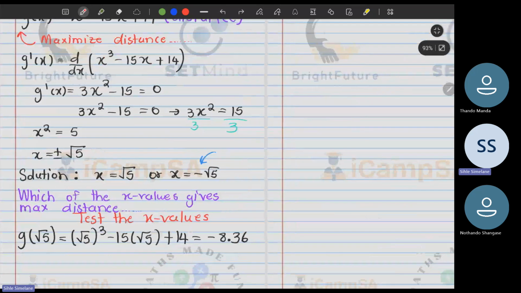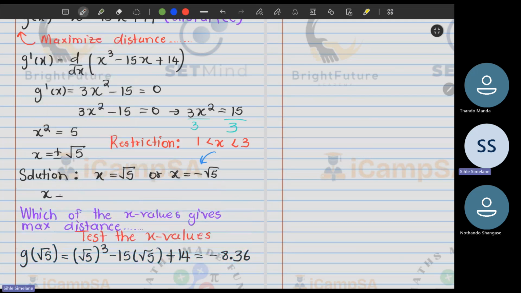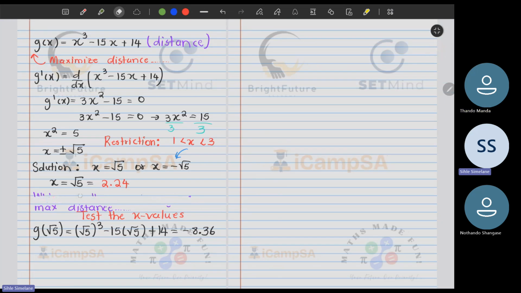So meaning the negative one we are not going to consider. Remember, we have a restriction. They say that focus on the x values that is between 1 and 3. So I need you guys to give me square root 5 in decimal places so that we make sure it is within the restriction there. So what is square root of 5 in 2 decimal places? It's 2.24. So meaning that is the x value, but the other one is going to be negative.